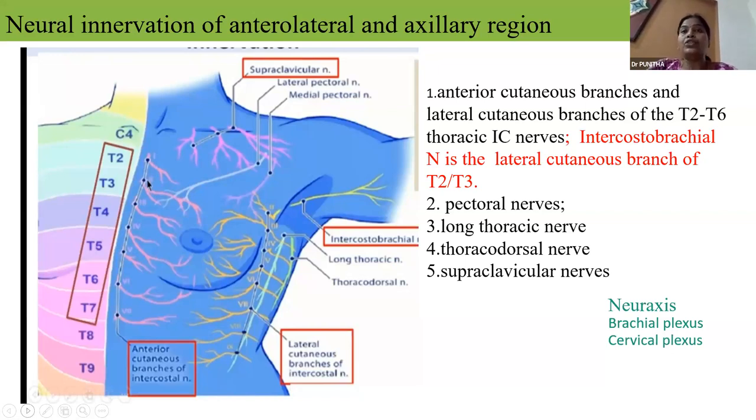So if we need to block the axilla or the medial side of the arm, then we need to address the intercostobrachial nerve, which arises from these two. The medial pectoral and the lateral pectoral nerves of the brachial plexus, the long thoracic nerve and thoracodorsal nerve also from the brachial plexus, and the supraclavicular nerve from the cervical plexus. Next slide.